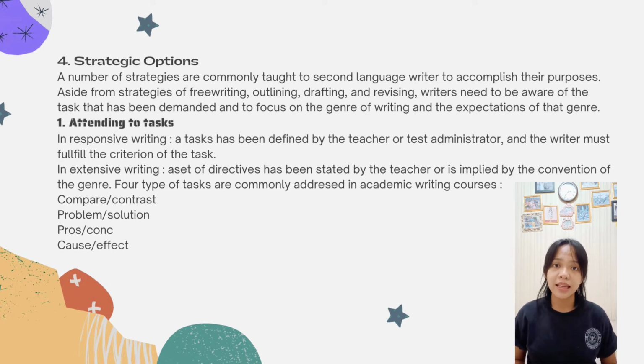One is attending to tasks. In responsive writing, a task has been defined by the teacher or test administrator, and the writer must fulfill the criterion of the task. In extensive writing, a set of directives has been stated by the teacher or is implied by the convention of that genre.